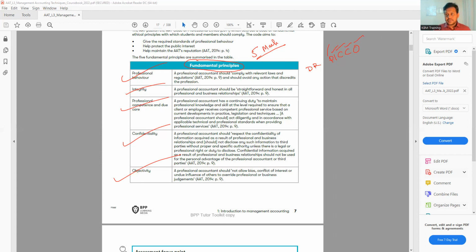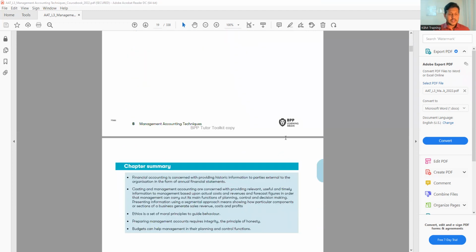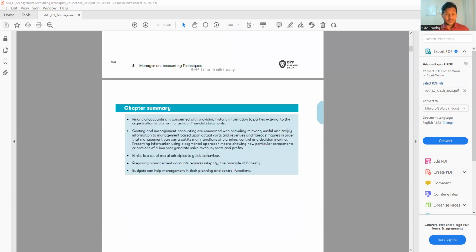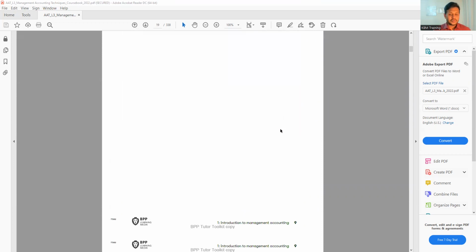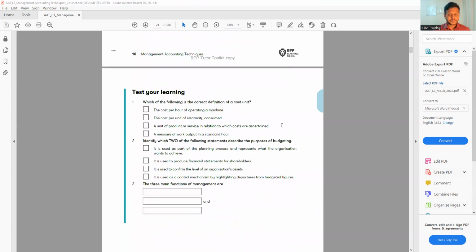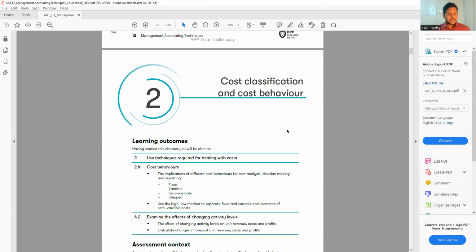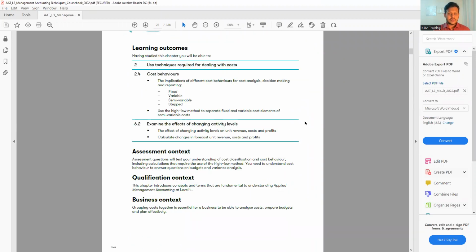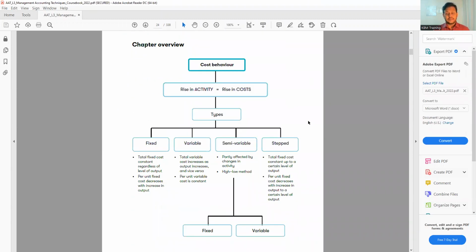All right, so let's move to the next one. Let's have a look at what we have. As I said in the first chapter, we don't have many questions, just the explanation. So we can move to our next chapter. All right, the next chapter is cost classification and cost behavior. Here we're going to see how many types of cost we have and how they behave.